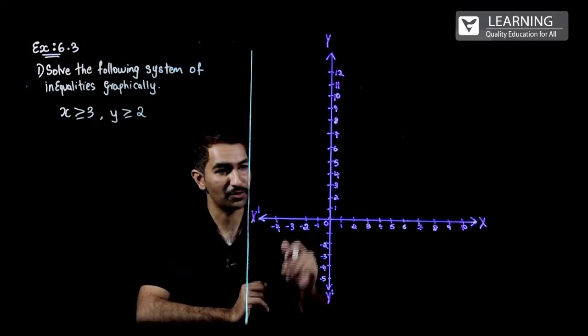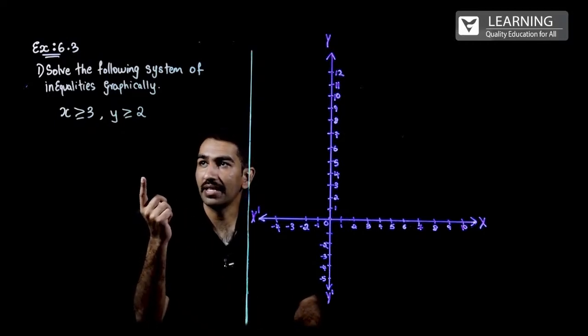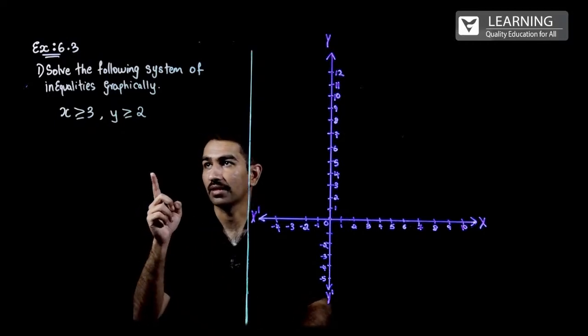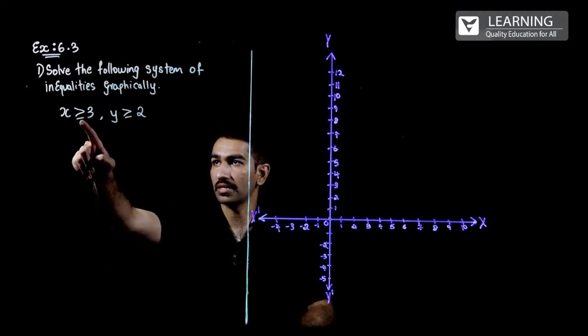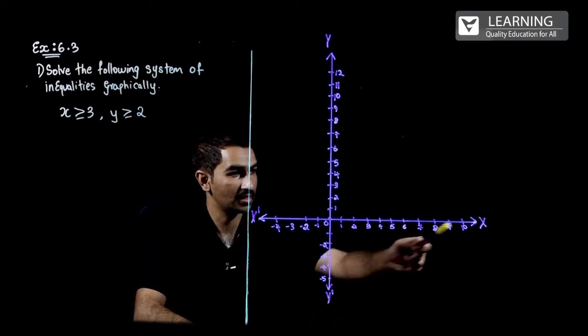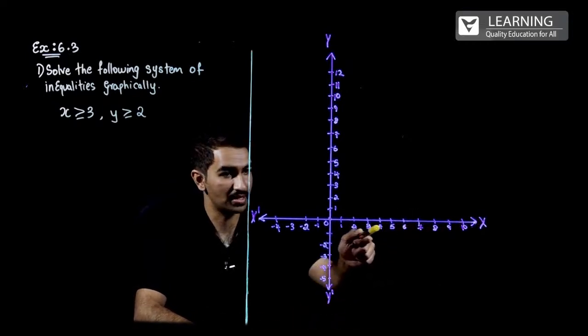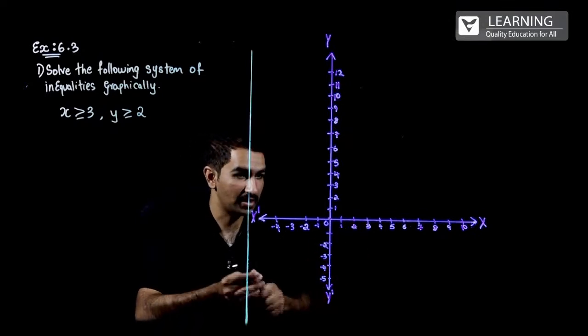You can see the graph on the right side. Now they are telling x is greater than or equal to 3. Greater than 3, fine, but you see this symbol here, that is nothing but equal to 3. X is equal to 3, right? This is the x-axis, correct? Where is 3? 3 is here.